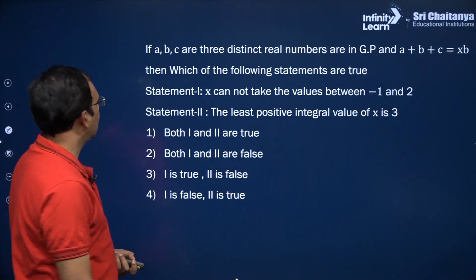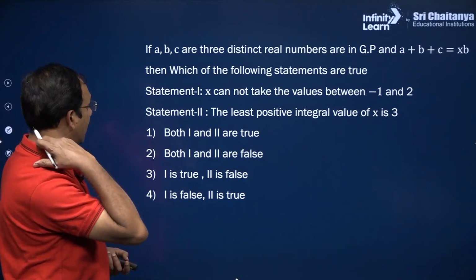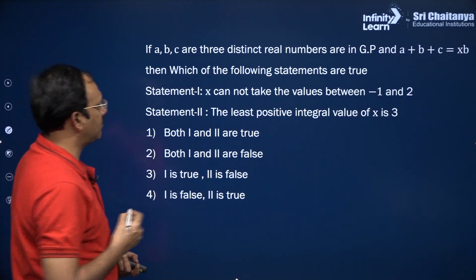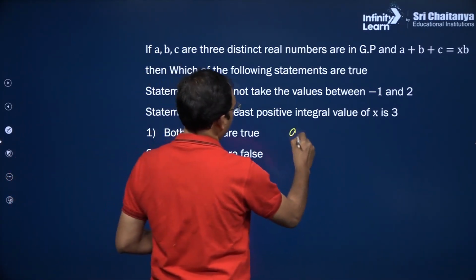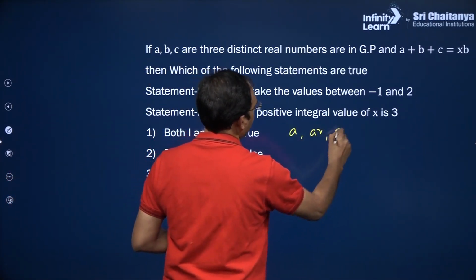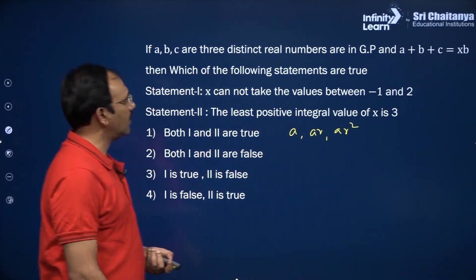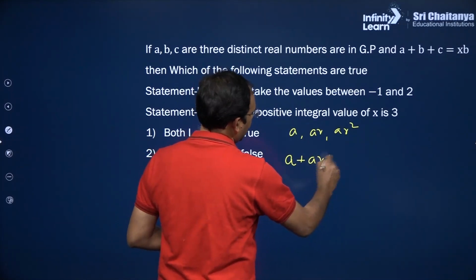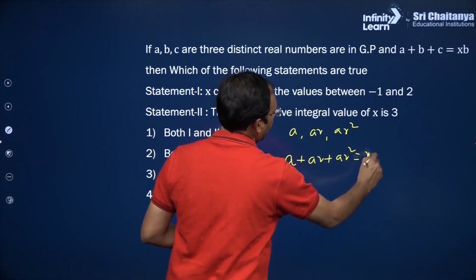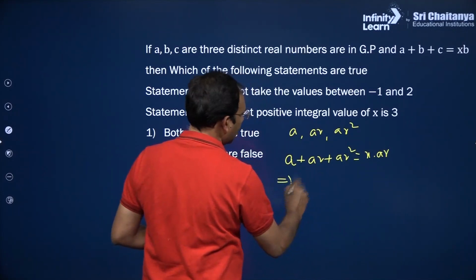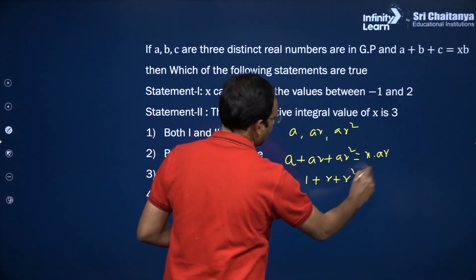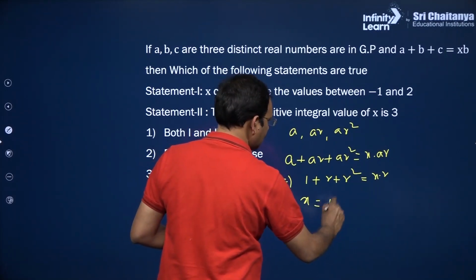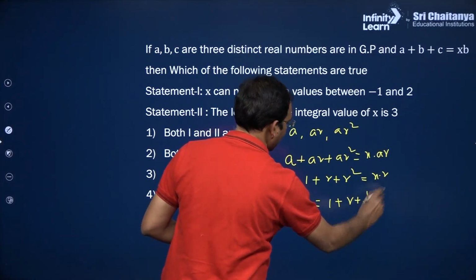Okay, that is it. Next, my dear friends, a, b, c are 3 distinct real numbers in GP. A plus B plus C is X times B. Why don't you take A, B as AR, C as AR square? A plus B plus C is XB means A plus AR plus AR square is equal to X into AR. So, A can be cancelled, 1 plus r plus r square is equal to X into r. So, X you can write, my dear friends, 1 plus r plus 1 by r.